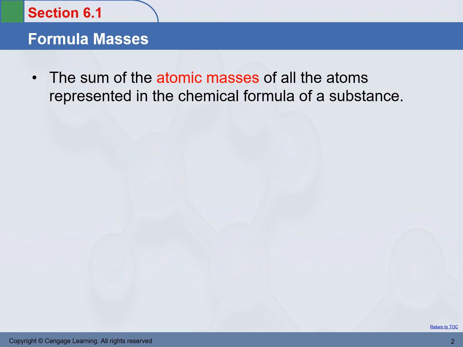First, a new concept, formula mass. The formula mass of something is the sum of the atomic masses of all the atoms in its formula. For example, the formula mass of calcium chloride.